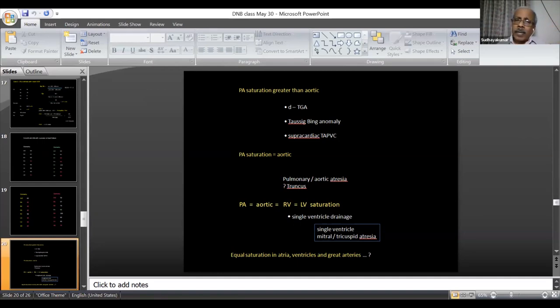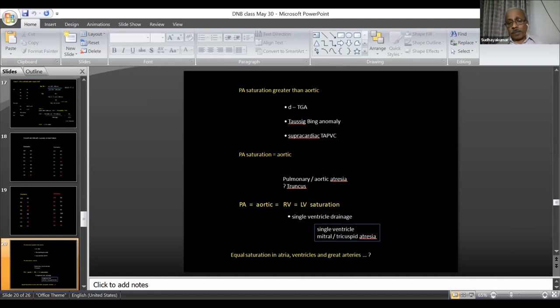Single ventricle, again like tricuspid atresia, by definition, it need not be that the 2 ventricles, that is, 1 ventricle is receiving the whole blood. More than 1.5 ventricle drainage can be taken as single ventricle physiology. So it may not be, but you can tell that as an answer. It is a univentricular physiology. Commonest is tricuspid atresia. Then you can take single ventricle of different types. Mitral atresia is rare. Then equal saturation in atria, ventricles, and great arteries.